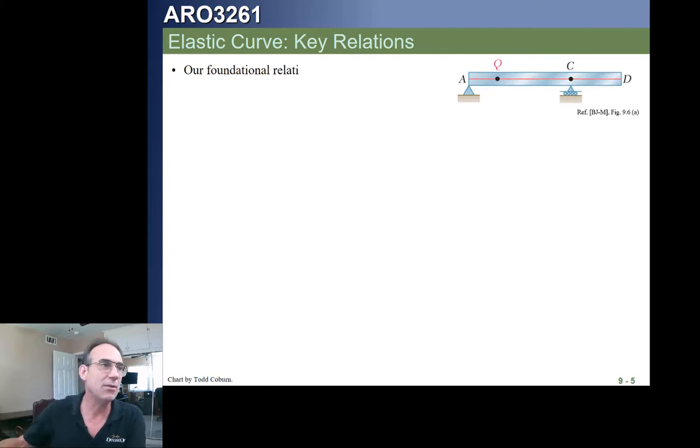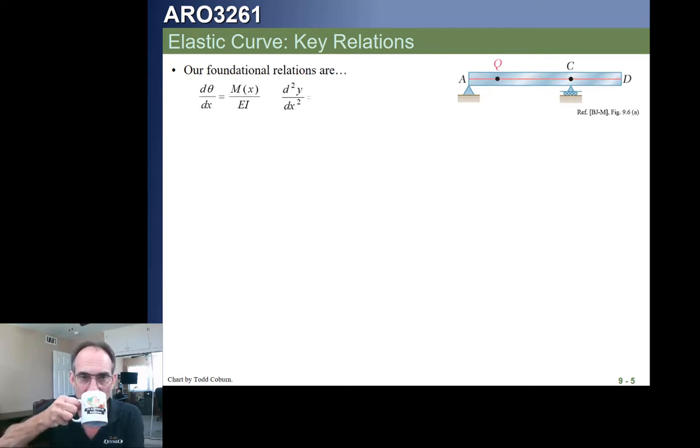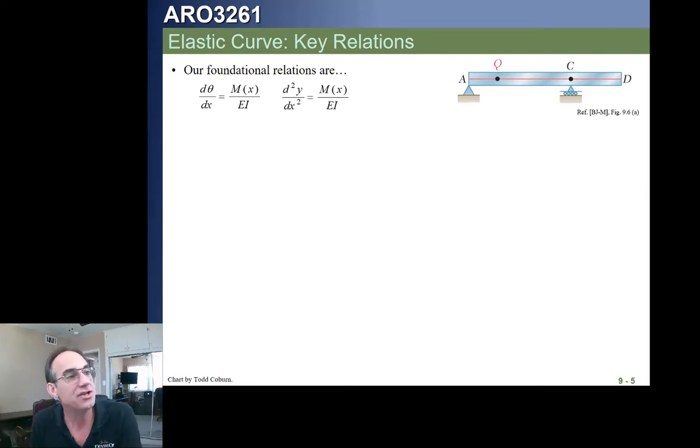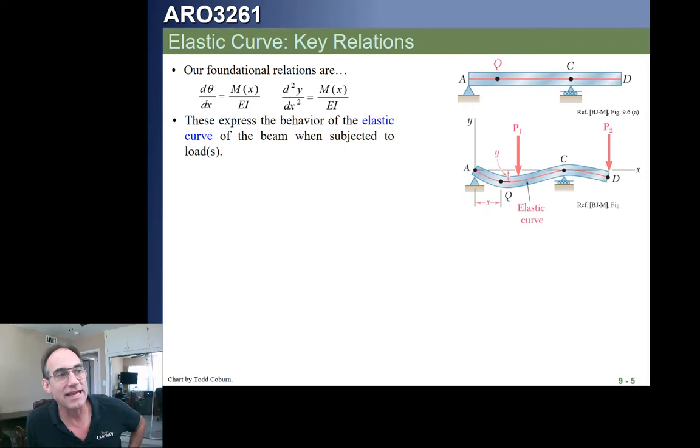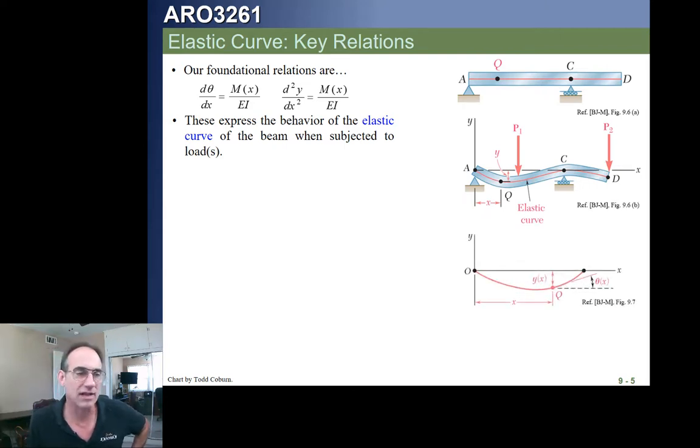So we have some key relations. Let's take a look at these for a moment. Our change in the slope with respect to x is the moment as a function of x over EI. The second derivative of the deflection with respect to x is the function of the moment divided by EI as well. So these are telling us the behavior of the elastic curve. The actual elastic curve is that equation y of x. Y is a function of the length of the beam or the position on the beam.